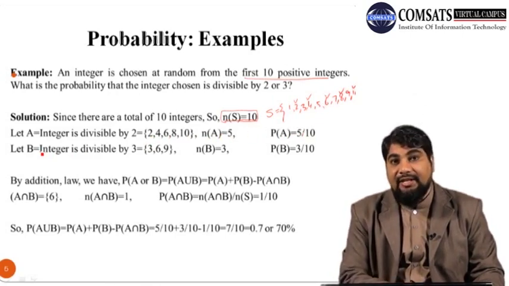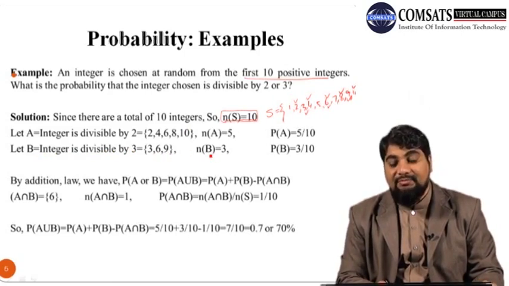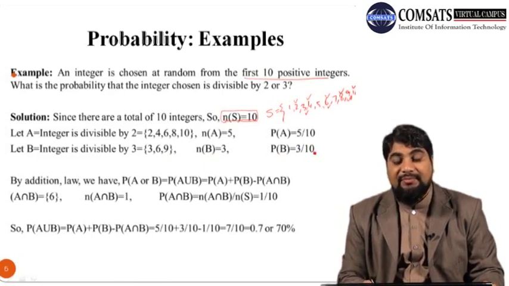And similarly define an event B that the integer is divisible by 3. In this case 3, 6, 9. These are the 3 outcomes of event B. So the total number of sample points in B is 3, and the probability of B is 3 out of 10.